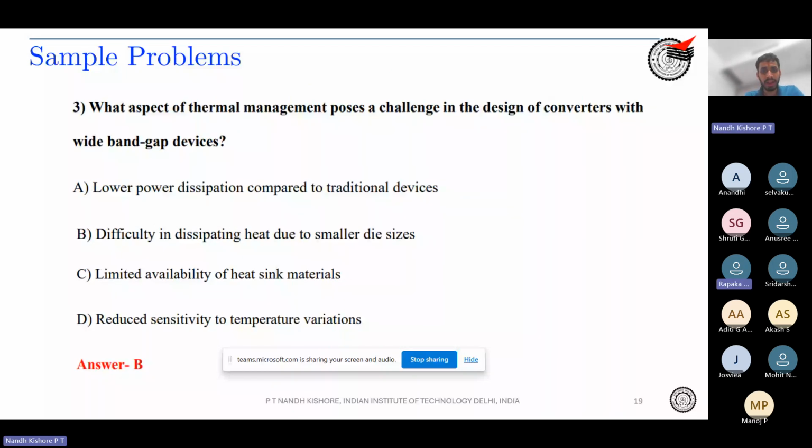So what aspect of thermal management poses a challenge in the design of converters with wide bandgap devices? Lower power dissipation compared to traditional devices, difficulty in dissipating heat due to smaller die sizes, limited availability of heat sink materials. Definitely not, you have a lot of heat sinks available in the market. Reduced sensitivity to temperature variations, no. And lower power dissipation compared to traditional devices, no. We take the same power dissipation where the temperature rises lesser, right?